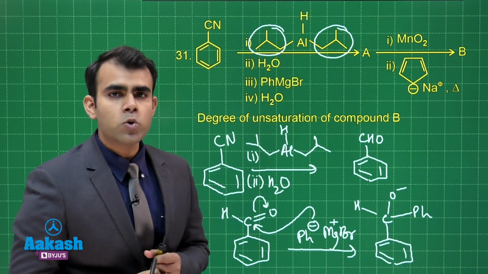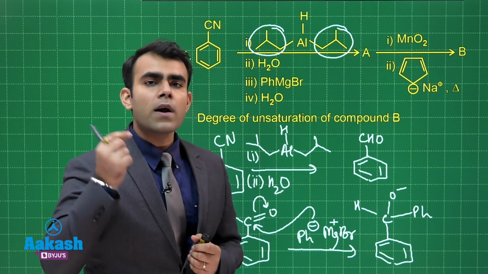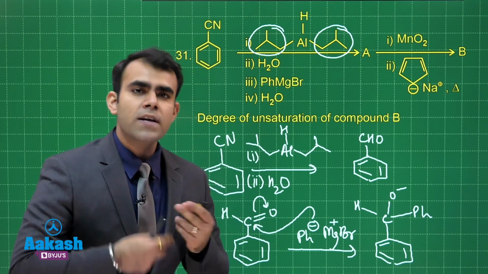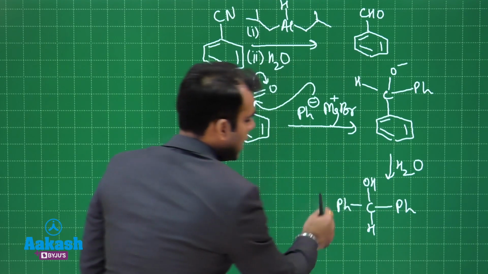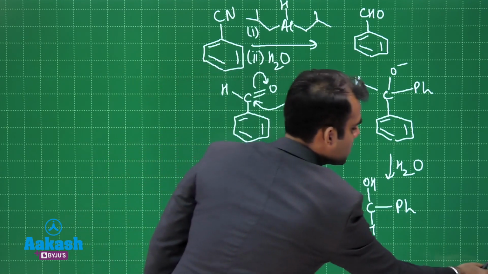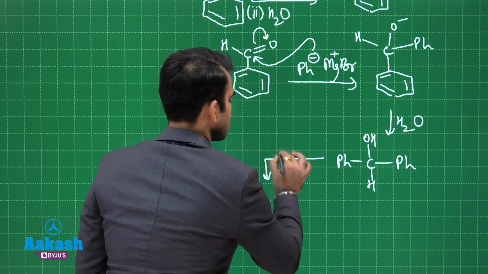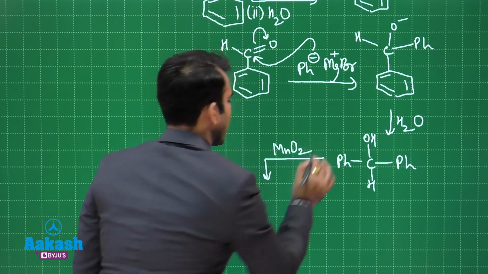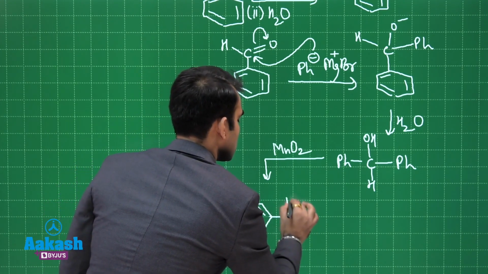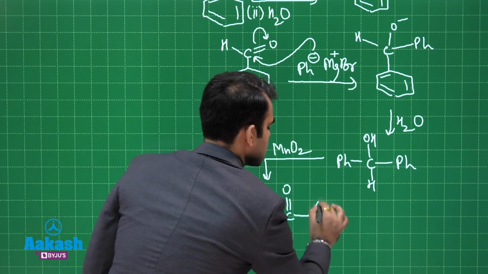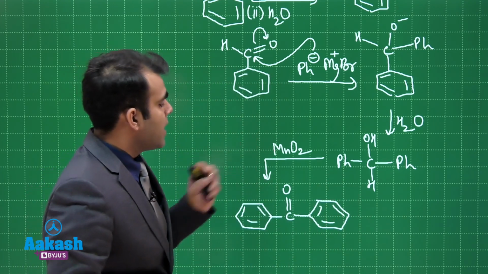Now in the next part what we are doing is we are treating it with MnO2. Now we know MnO2 basically oxidizes the allylic or benzylic hydroxyl group to aldehyde or ketone. So here what we have is a benzylic hydroxyl group which gets oxidized by MnO2 and we get this compound, that is benzophenone.